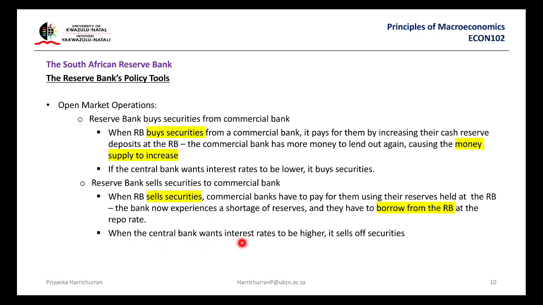Now, when the central bank wants interest rates to be higher, it sells off securities. So the reason how this works, right? When they sell securities, our banks will pay money to them. Because now our banks have less money in their keeping, or in their safes, they will charge a higher interest rate, right? Because there's less money in the economy. Remember, when there's less money in the economy, interest rates go up. If there's a lot of money in the economy, interest rates go down. It makes total sense, right?